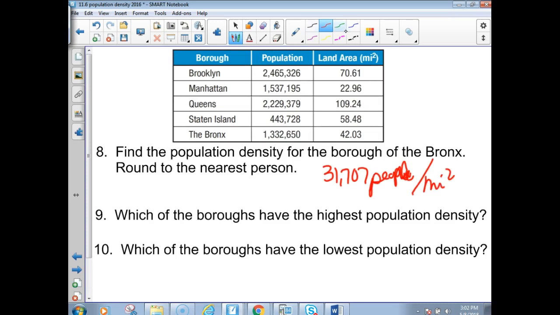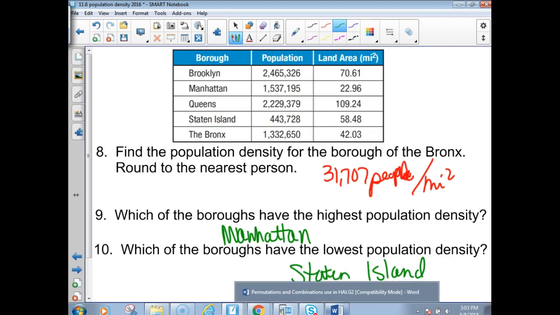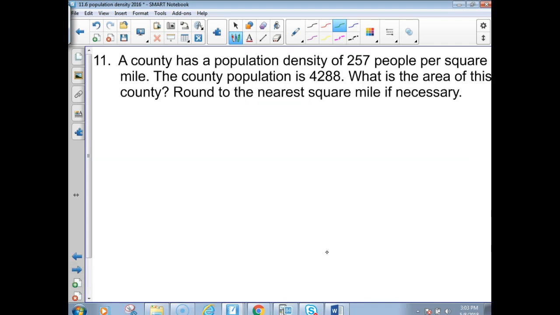There we go. All right, now what borough had the highest density? All right, Manhattan. Okay, and the lowest? Staten Island. And you could make more comparisons if we had more questions.